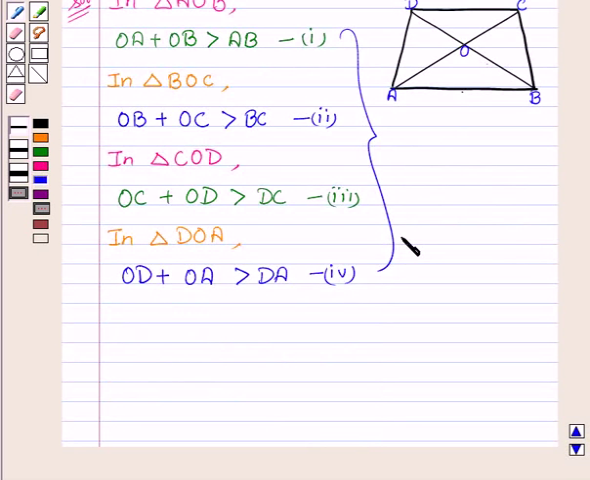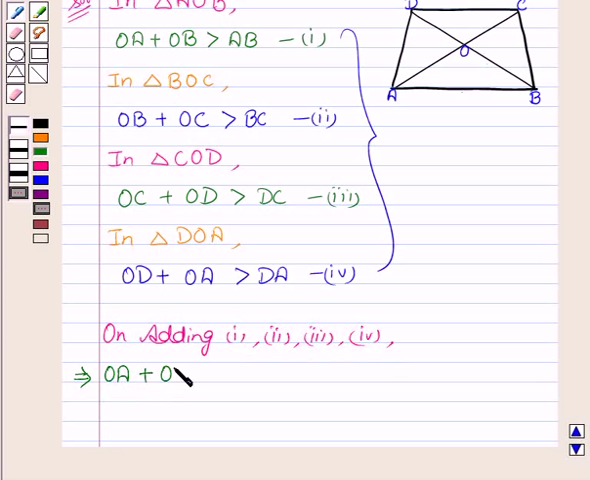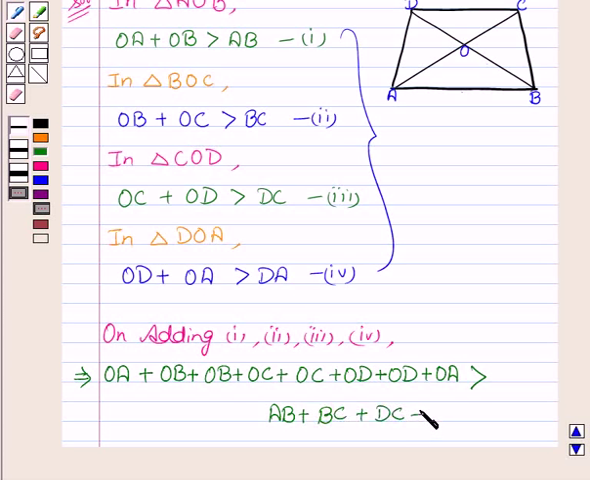All these four equations are based on the same property that the sum of the length of two sides of a triangle is greater than the length of the third side. On adding first, second, third and fourth, we get OA plus OB plus OB plus OC plus OC plus OD plus OD plus OA is greater than AB plus BC plus DC plus DA.